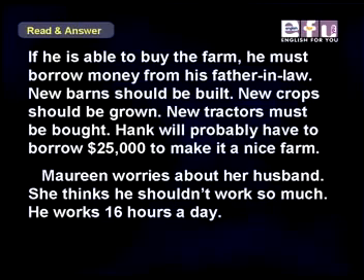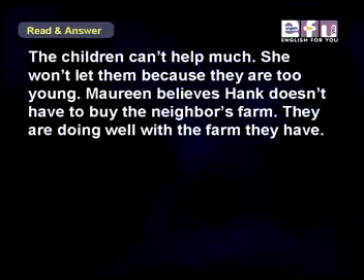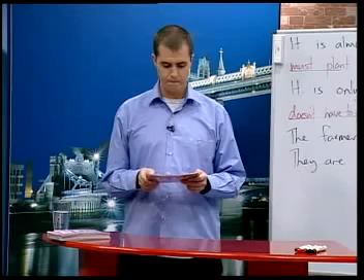Maureen worries about her husband. She thinks he shouldn't work so much. He works 16 hours a day. The children can't help much. She won't let them because they are too young. Maureen believes Hank doesn't have to buy the neighbour's farm. They are doing well with the farm they have.